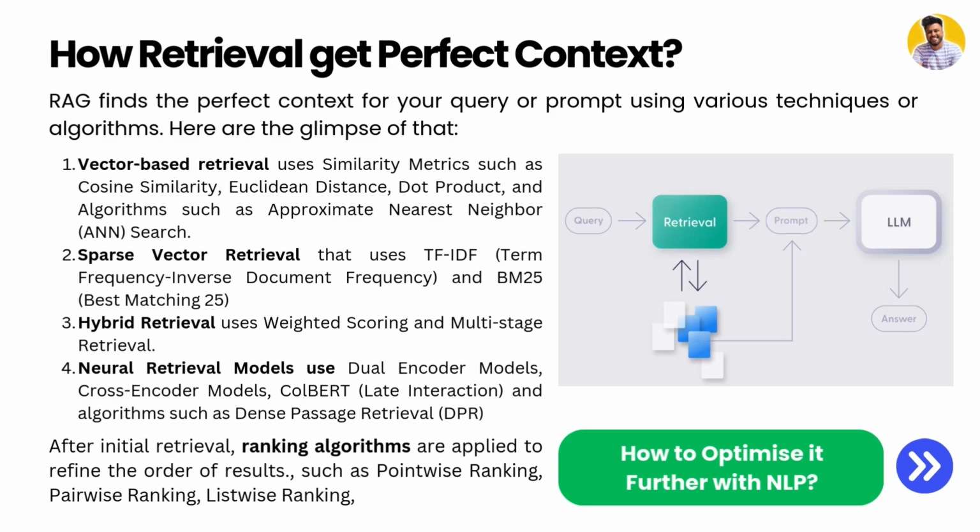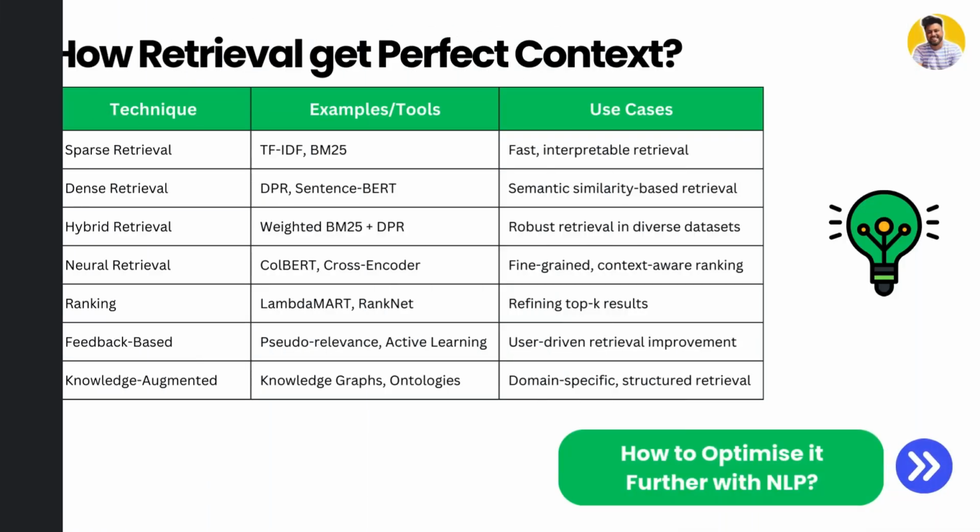After the initial retrieval, ranking algorithms are applied to refine the order of the results, and those ranking algorithms are like point-wise ranking, pair-wise ranking, or list-wise ranking. We can also use semantic ranking. These kinds of things can help you get the best context for your prompt.